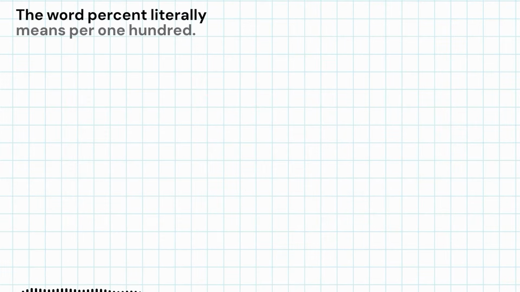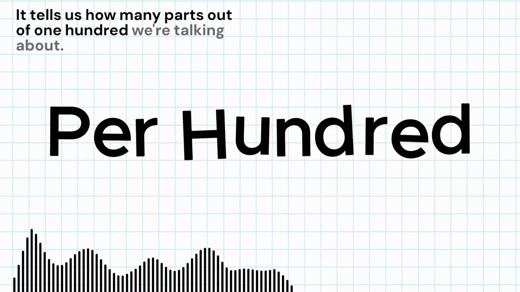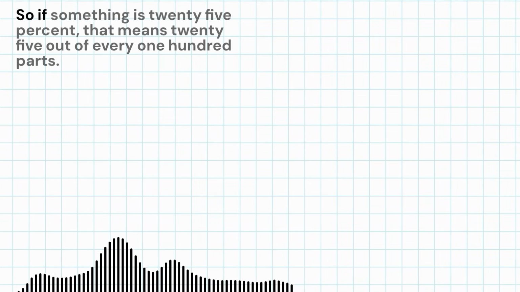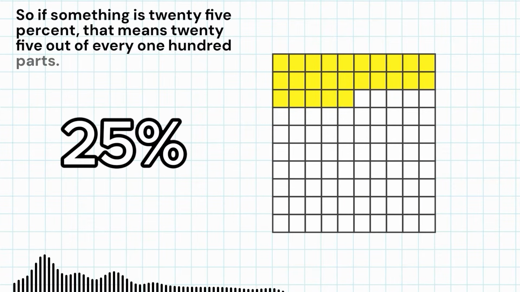The word percent literally means per hundred. It tells us how many parts out of 100 we're talking about. So if something is 25%, that means 25 out of every 100 parts.